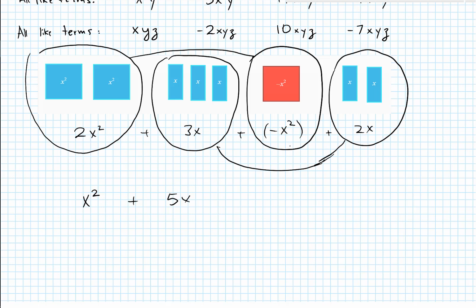So give the problems in the textbook a try, now that you understand what constitutes a like term. And I think you'll find that once you get it, it's just very straightforward.